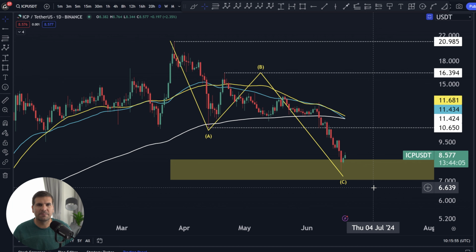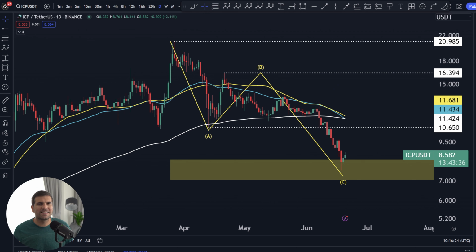But here is where it gets really interesting. Let's talk about the ABC pattern we see forming right now. Now, the ABC pattern is a classic corrective pattern in Elliott wave theory, indicating a short-term bearish correction. Here, we can see the initial leg down labeled A, followed by a corrective move up labeled B, and we're currently in the C wave, which is driving the price lower.